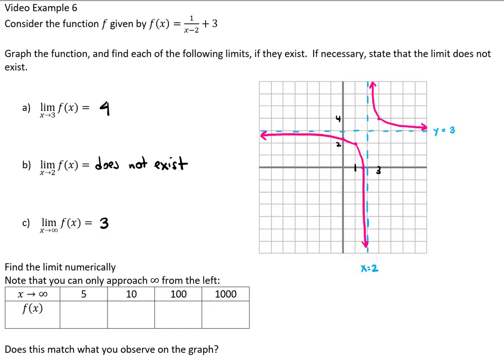So we can also find the limit numerically as we approach infinity from the left-hand side. I put this in my calculator and I get 3.33, 3.125, 3.0102, and 3.001. And you can see that the numbers are approaching the value of 3. So does this match what we observe on the graph? Yeah, we observe that it goes towards 3. And so numerically and graphically, we found the limit as x approaches infinity as 3.